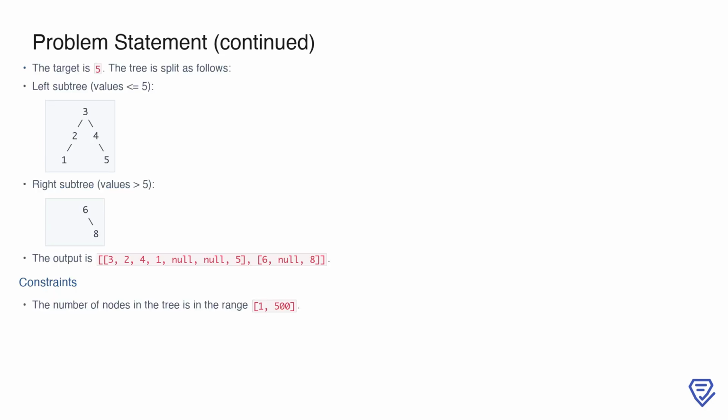Here's how the tree is split when the target is 5. The left subtree, which contains all nodes with values less than or equal to 5, is rooted at 3. This subtree includes 2 and 4 as its children, with 1 as a child of 2 and 5 as a child of 4. The right subtree, containing values greater than 5, is rooted at 6, with 8 as its right child. The output for this example is 3, 2, 4, 1, null, null, 5, 6, null, 8, where both resulting subtrees maintain the binary search tree structure.